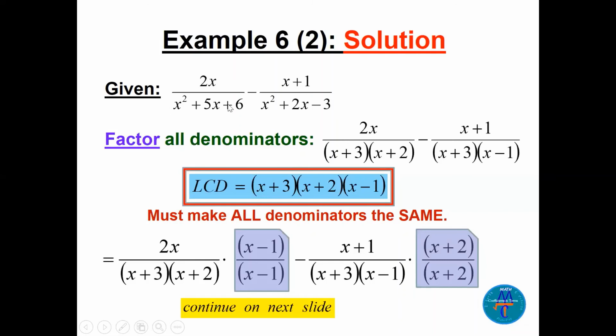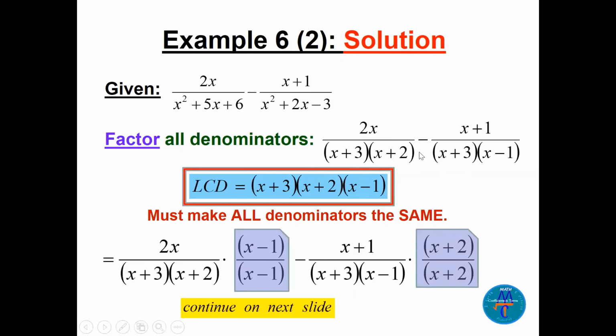Remember, if you need the factoring rules, you have to go to lectures 10, 11, and 12. All kinds of factoring. Here we have a trinomial, the leading coefficient 1, so x plus 3, x minus 1. Just look at the denominators and see what the LCD is. Now we have x plus 3, the same factor here, and the highest power is 1, so I take it 1 time. x plus 2, I take it 1 time. x minus 1, 1 time.